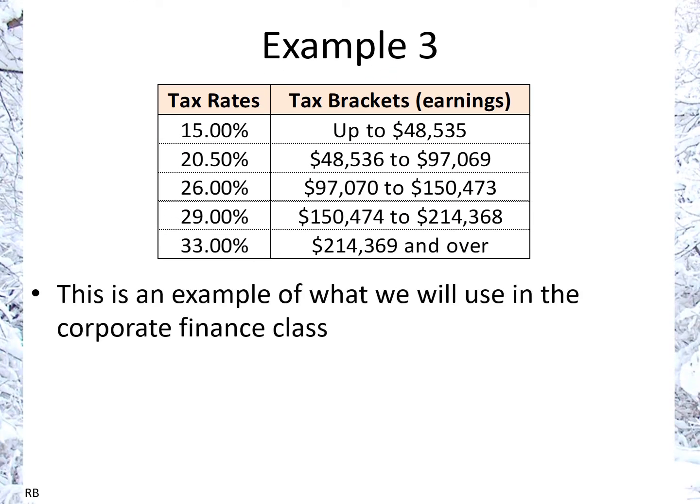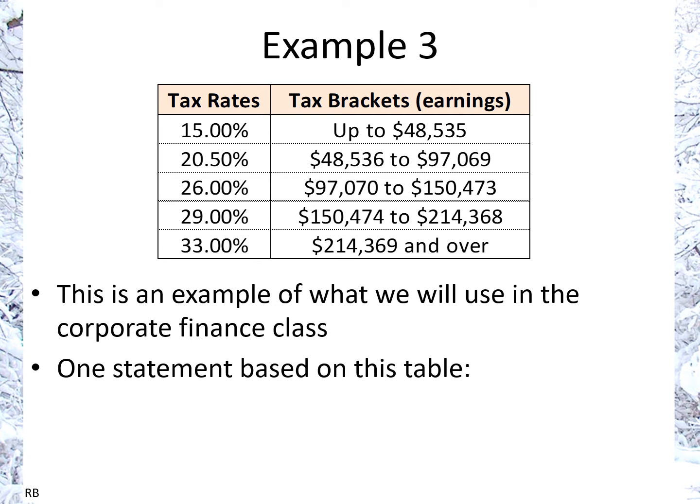Now this is an example we'll use in corporate finance. Here we have tax rates, and here we have tax brackets. So you see earnings from 0 to 48,535, and then the next dollar, 536, going on to 97,000, and then moving on 97, 150, 214, and over. So what is it saying?